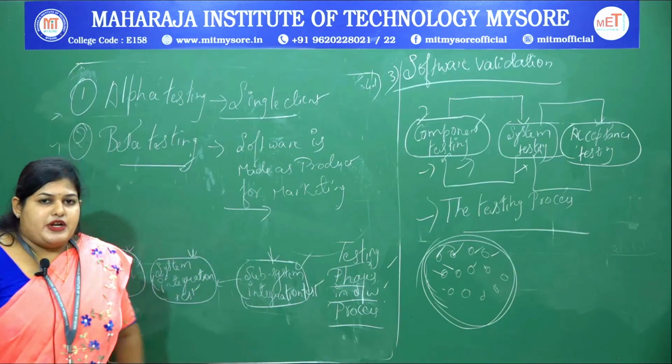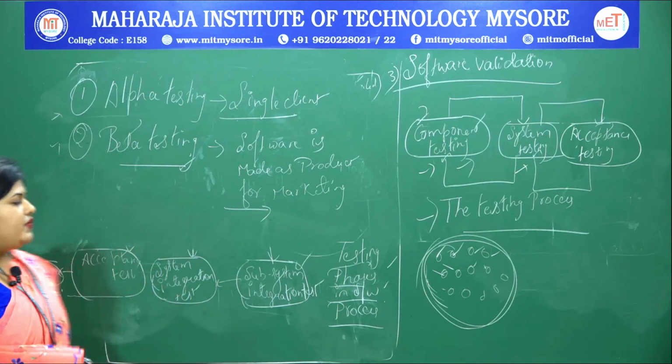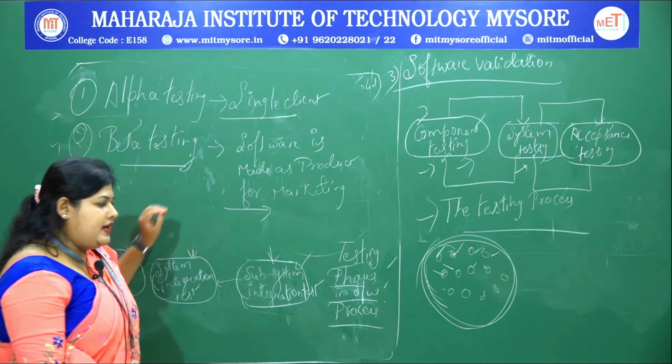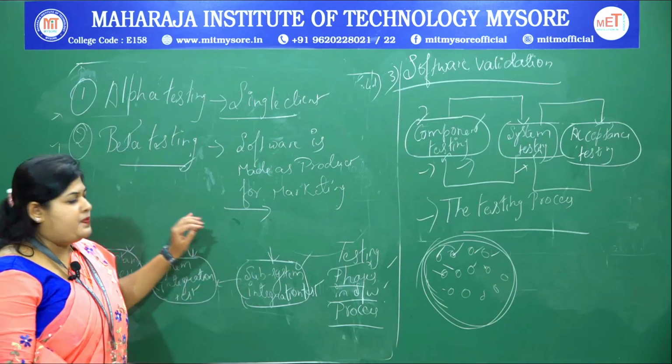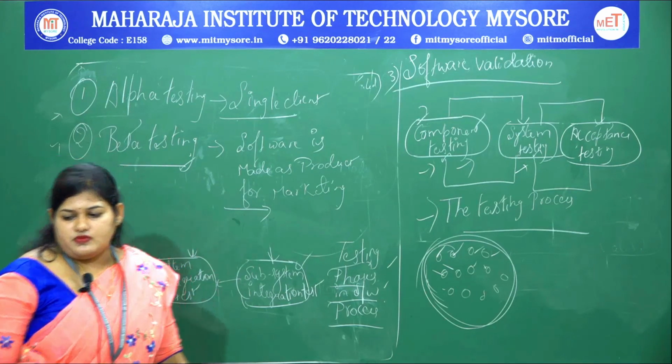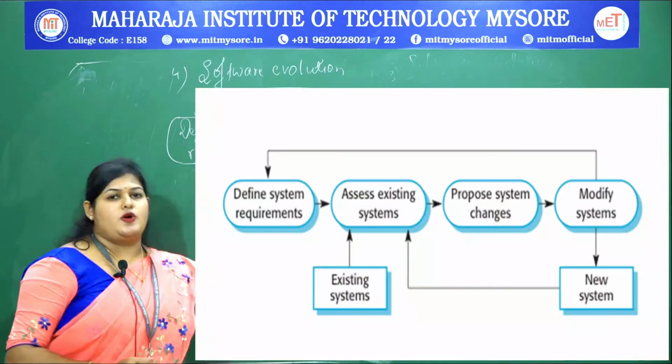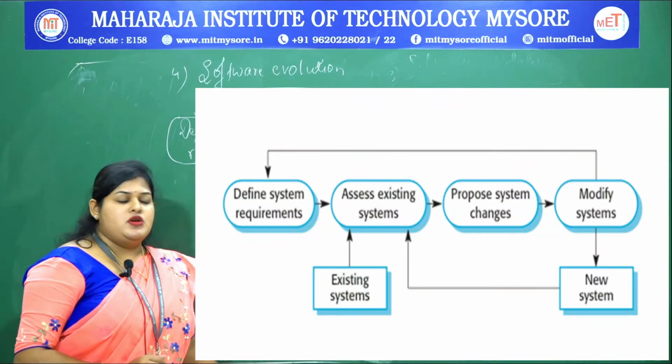So, this acceptance testing will be done on the basis of these two: alpha testing and beta testing. Okay. So, the last stage of your software process activity is software evolution.